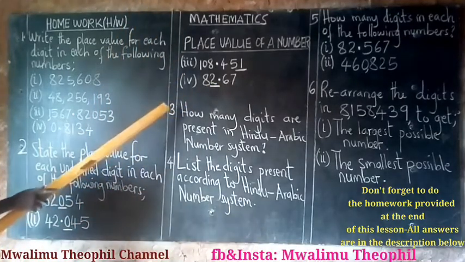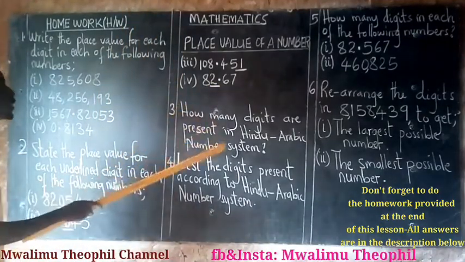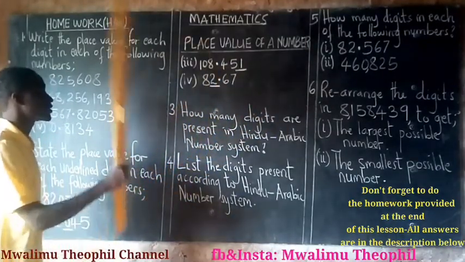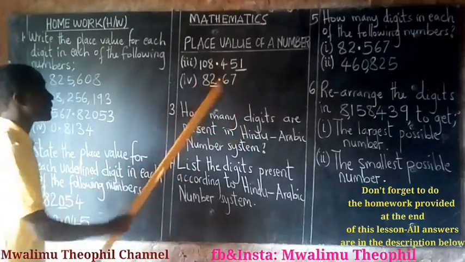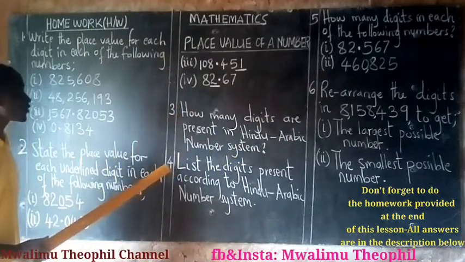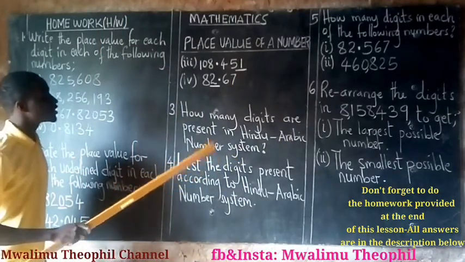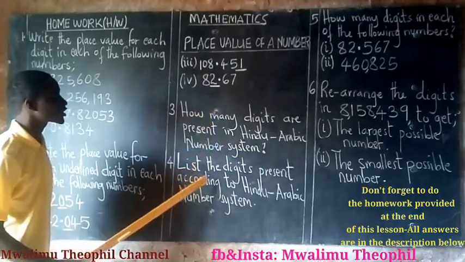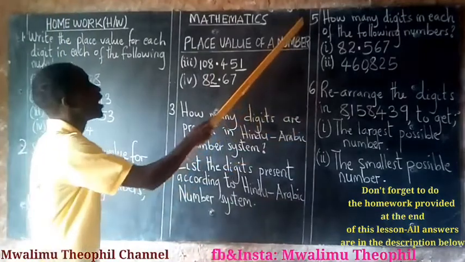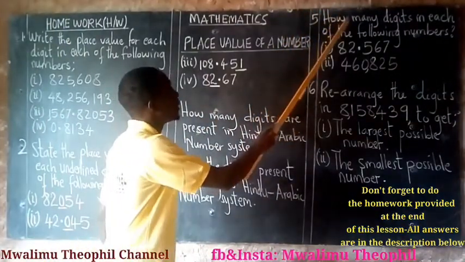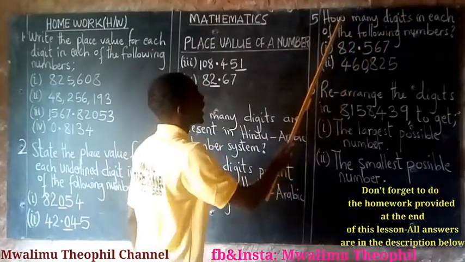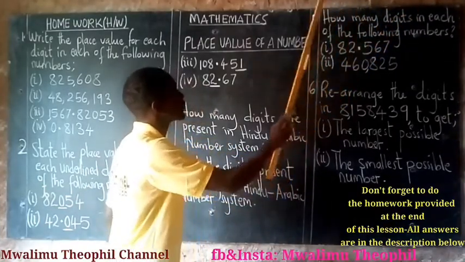Our third question, how many digits are present in the Hindu-Arabic number system? Our fourth question, list the digits present according to the Hindu-Arabic number system. Our fifth question, how many digits are in each of the following numbers?